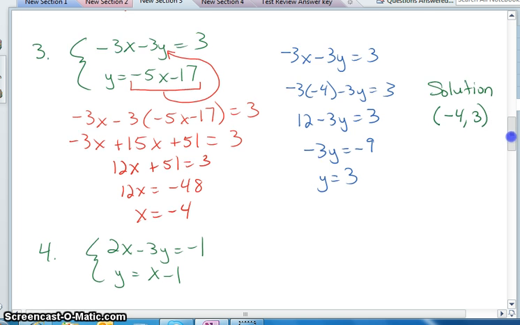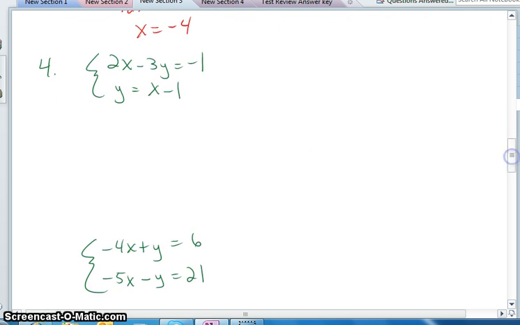Seem pretty easy? I hope so. This one is all you. So pause the video and you try it. Figure out what x and y is.